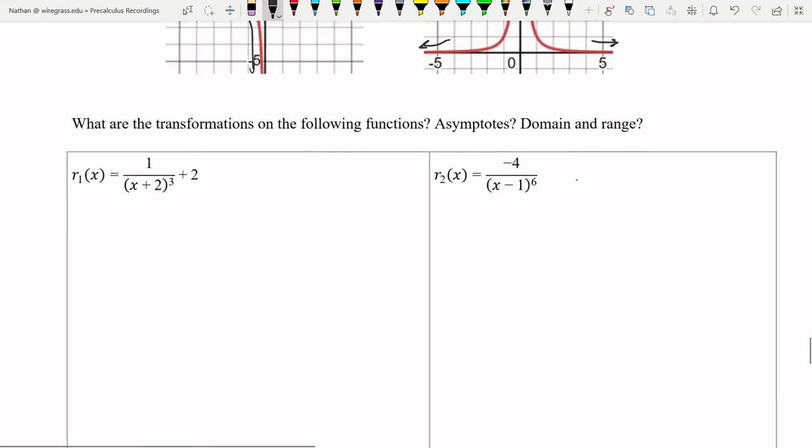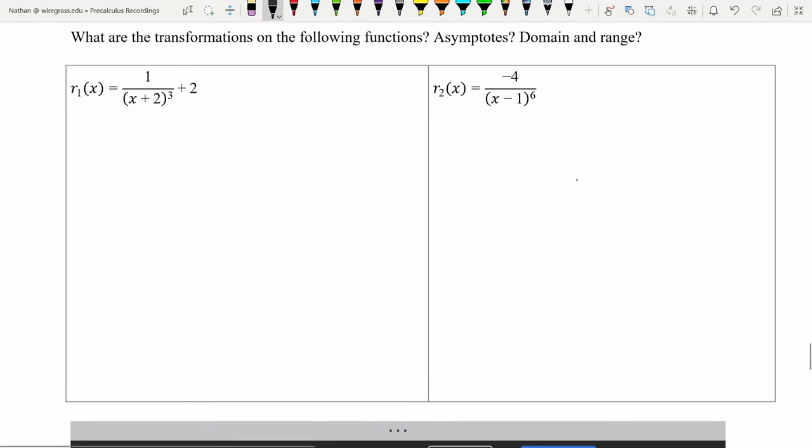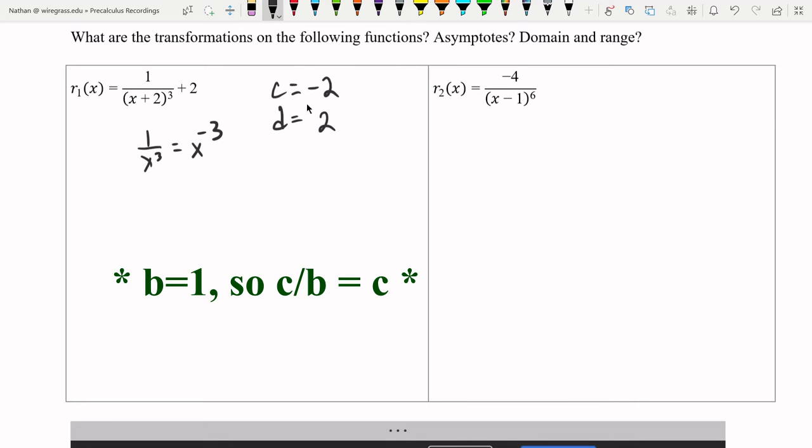Okay, let's look at the transformations of these rational functions, and then we're going to graph them to show what they look like. So here we know that c equals -2. It's always x minus c. C is -2, and d is +2. So the standard function, in this case, is 1 over x cubed, which is the same thing as x to the -3. That's going to be shifted to the left by 2 units.